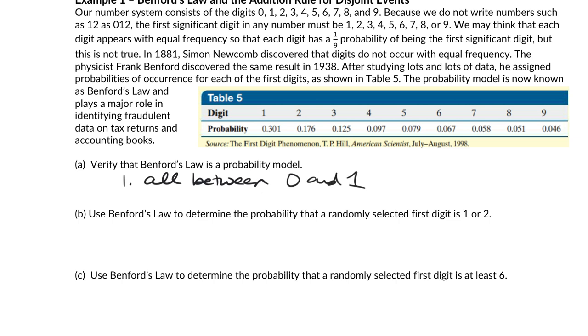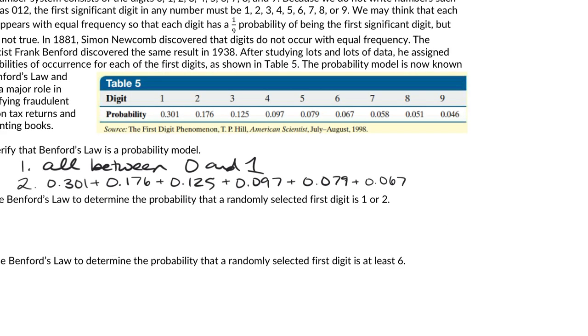The second rule, does anyone remember that one? When we add them all up, they need to equal 1. So let's do the sum really quickly of all of these numbers. 0.301 plus 0.176. You get it. If we add up all of these probabilities, what do we get? 1. We get 1, which is what we wanted. To confirm that it's a probability model, they should all add up to 1. So we're good. This is a true probability model.